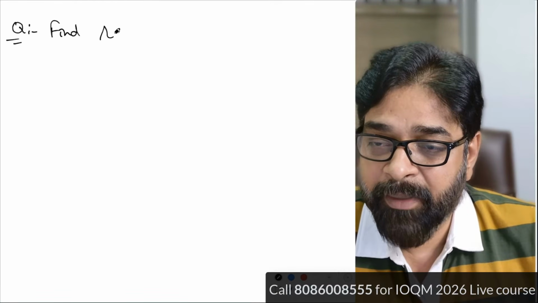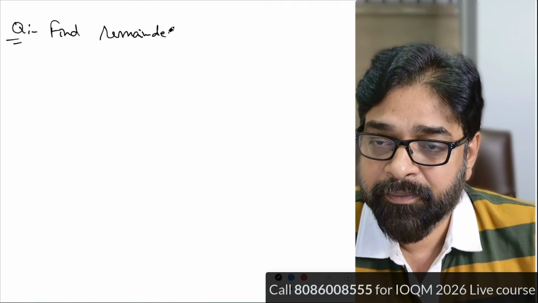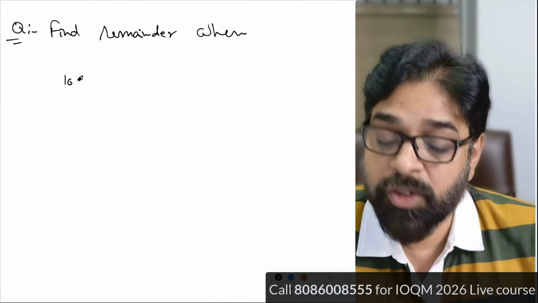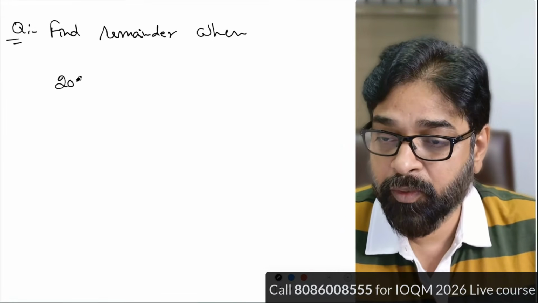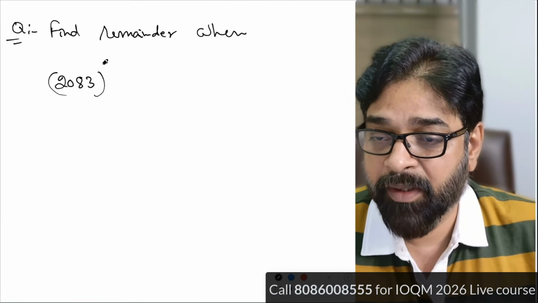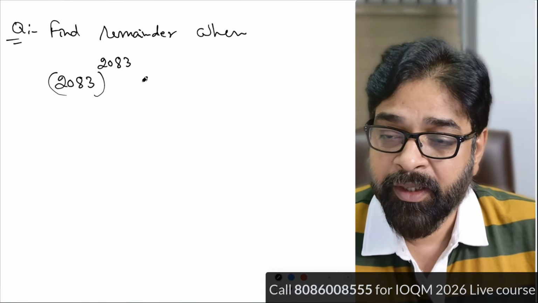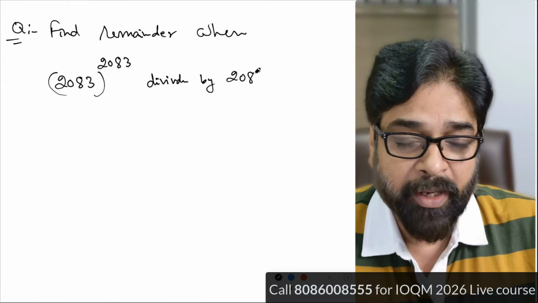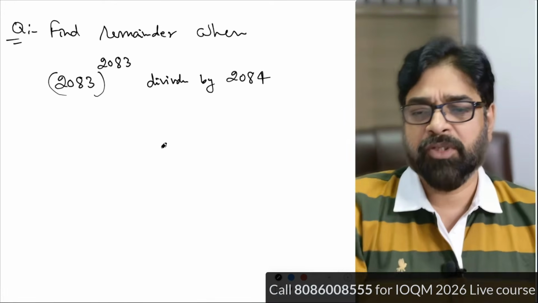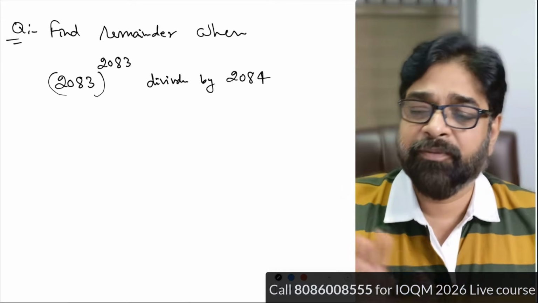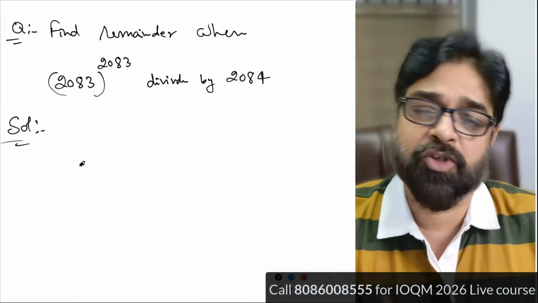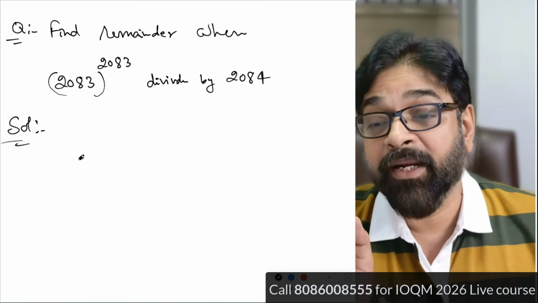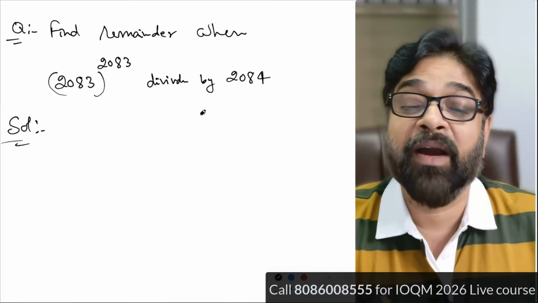Find remainder when 2083 raised power 2083 divided by 2084. Very simple question. In the language of modular arithmetic, this is a very simple question. Not at all difficult. What does it say? Find the remainder when 2083 power 2083 is divided by 2084.